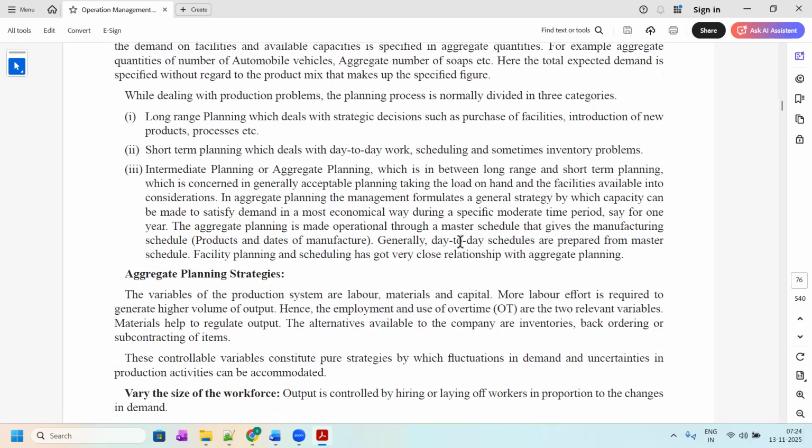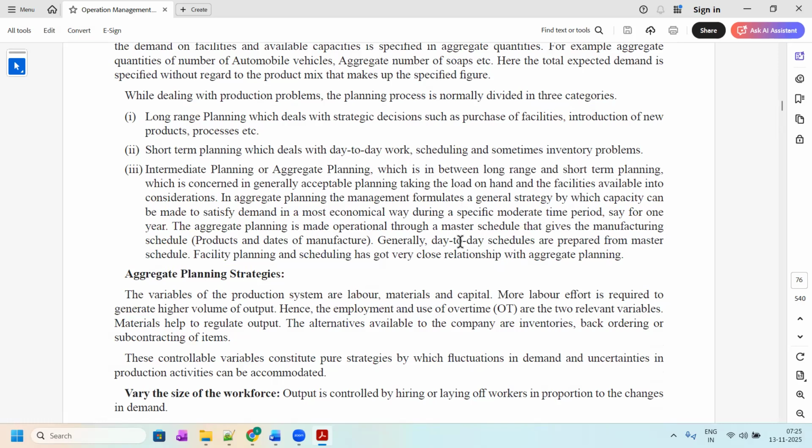So when we talk about planning, planning can be long term, which focuses on big and long term decisions, for example buying a new machine, launching a new product, or changing the production method. Short term planning involves day to day work like scheduling and managing inventory, while intermediate or aggregate planning falls between long and short term planning, and it balances available resources. What available resources do you have? You have workers, you have machines.